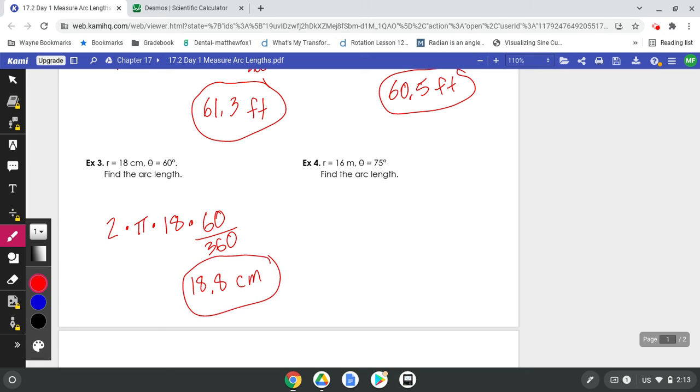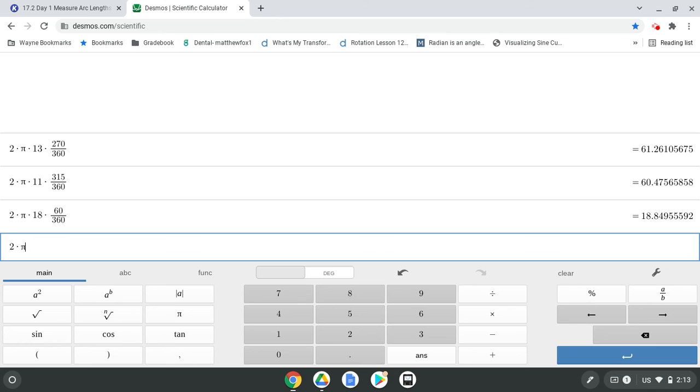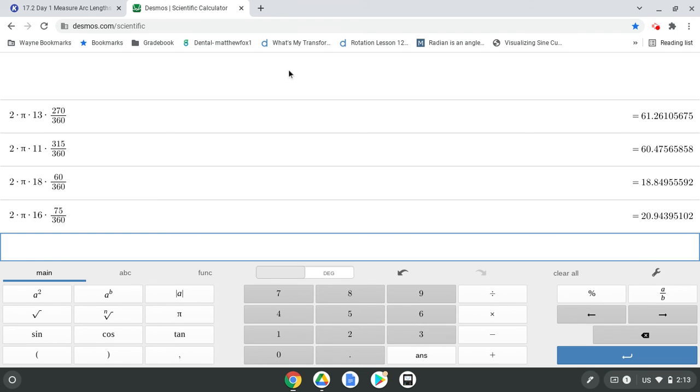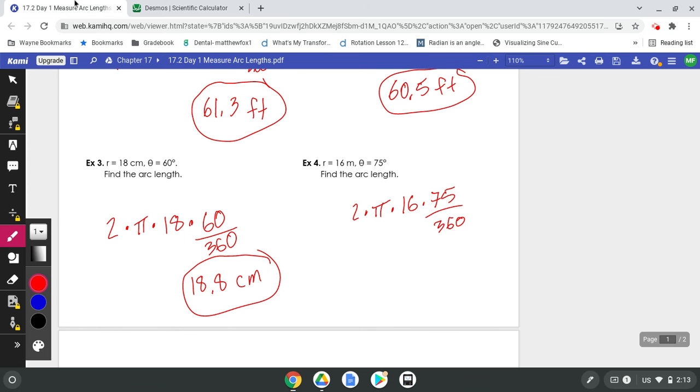centimeters. And our final one like this: 2 times pi times 16 times 75 divided by 360. And we get 20.9 meters. And we're done.